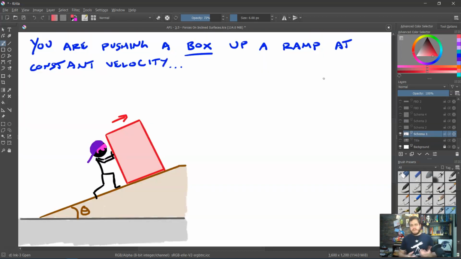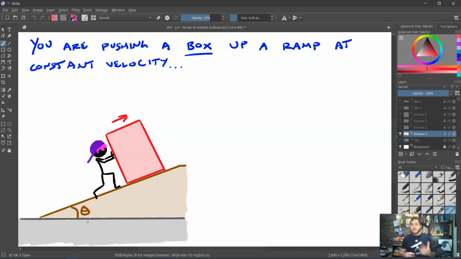And that's what we're going to look at today, forces on inclined surfaces. So let's start with a pretty simple scenario. You're pushing a box up a ramp at constant velocity. Now, a couple things here. We would say this is the angle of the ramp theta, so that could be 30 degrees above the horizontal, 40 degrees, I don't know. That's not really that important now, but we just want to make sure we know what that is. So we're pushing it up a ramp at constant velocity.